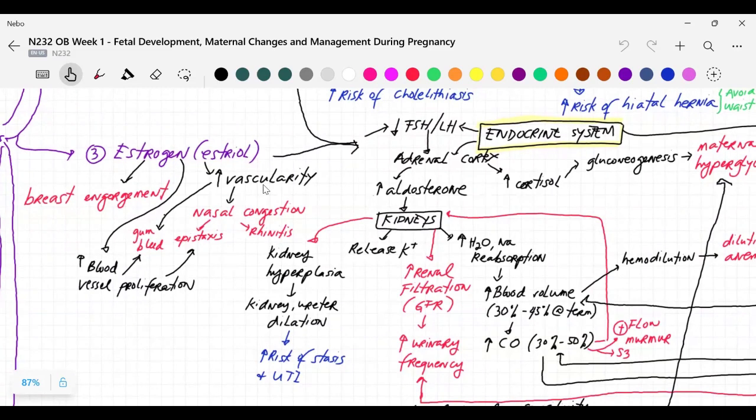Relaxes the smooth muscle, right? Is that good or bad? That's good for the mom, right? For the pregnancy, but it has its own effect, right?